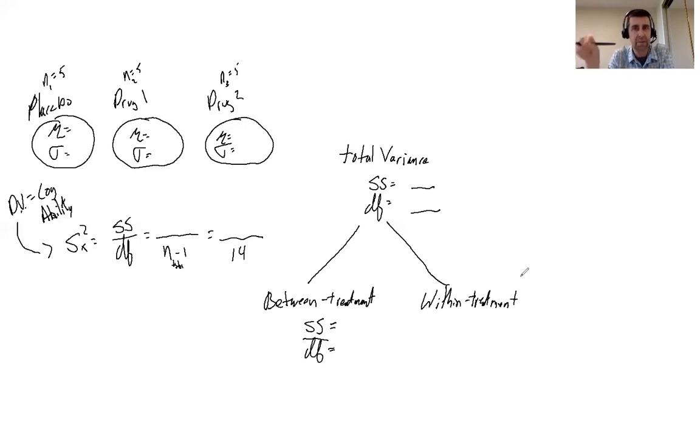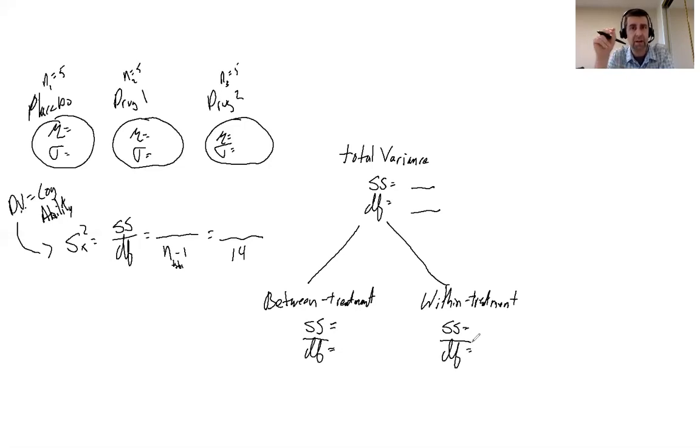So the variability cannot be explained by getting a different drug because everyone in the placebo group got the placebo. So that cannot explain the variance. Everyone in drug one got drug one. That cannot explain the variance. Everyone in drug two condition got drug two. That cannot explain the variance of these scores, right? Now, again, this source has a variance that takes on the same form, right?